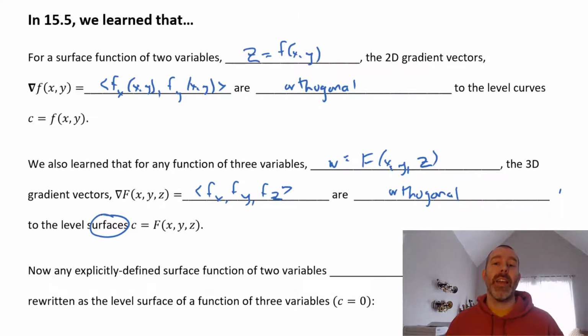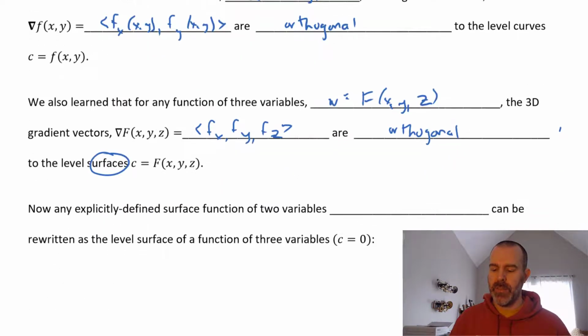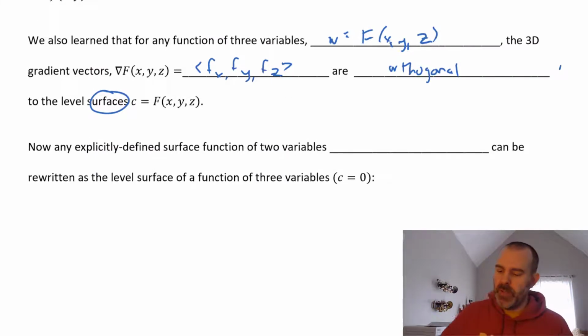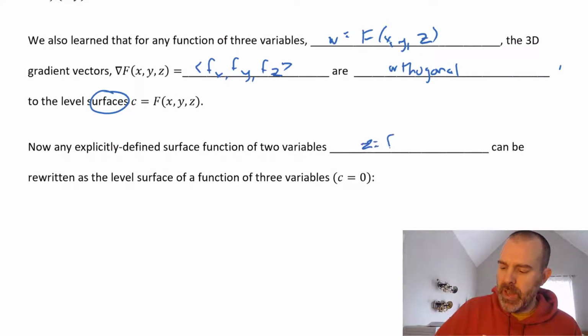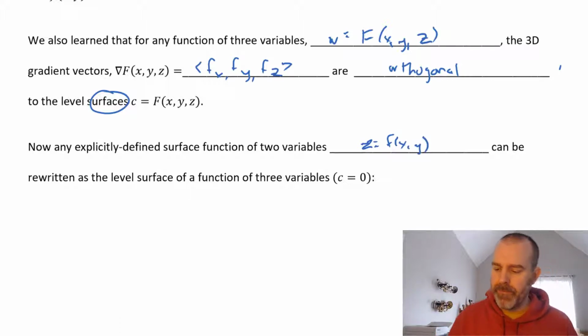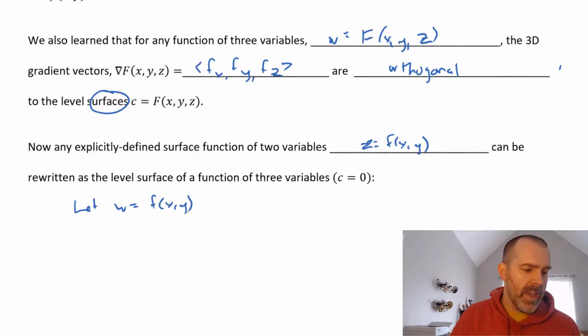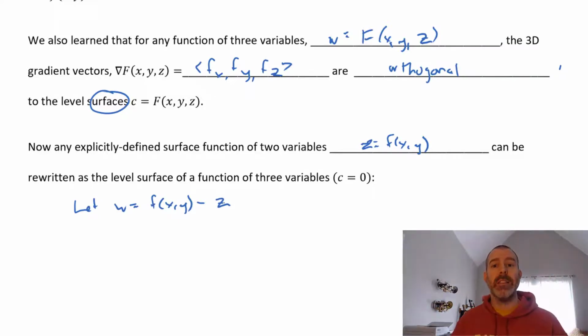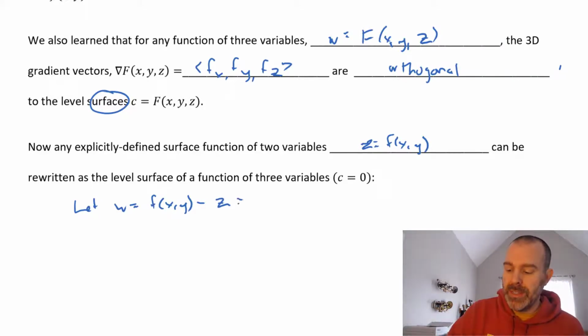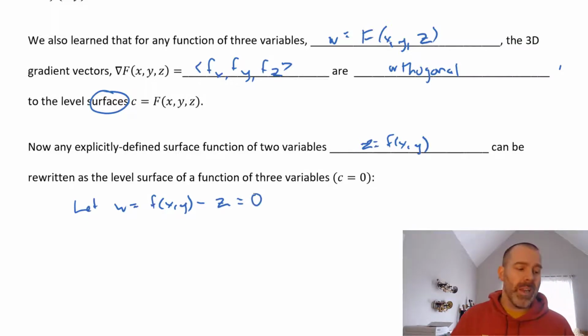So we're going to use this fact to get the derivation for the equation for a tangent plane. Suppose we have any explicit function, z equals f of x, y. It can be rewritten as a level surface of a function of 3 variables. We're going to let w be f of x, y minus z. So w is a function of x and y and z. Now, of course, w is equal to 0 because z is equal to f of x, y. So we can consider this a level surface of w.